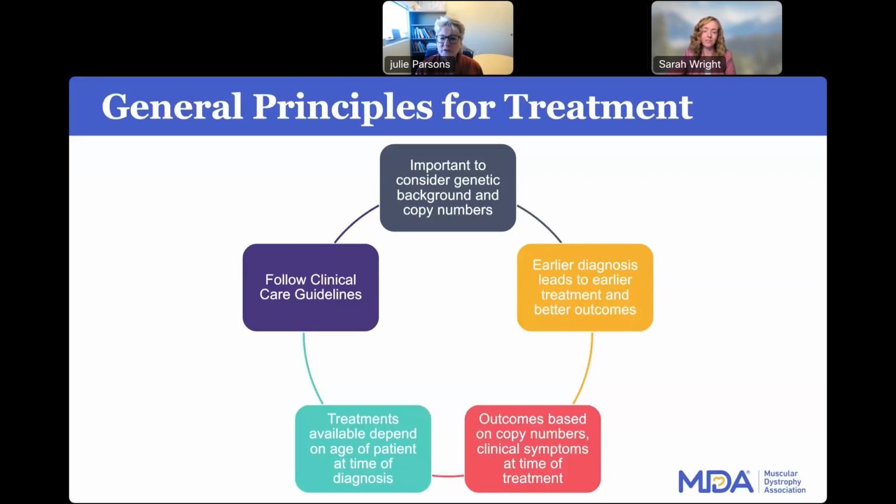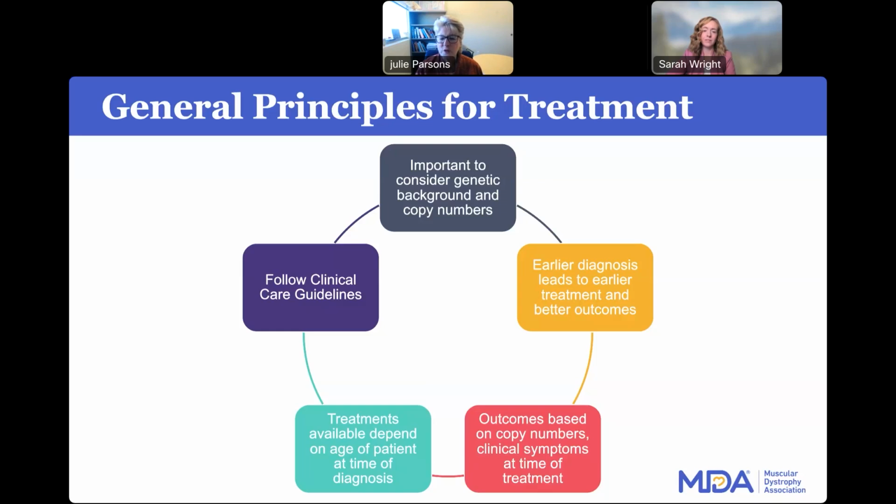So for general principles of treatment, I think it's really important to consider the genetic background and the copy numbers for patients. If we have a patient with 2 copy numbers of SMN2, that's an emergency in our mind. If a patient has 4 copy numbers, maybe we have a little bit more time to sit and contemplate treatment, although we would certainly advocate treating those patients as well. We would want to make certain that both primary care providers as well as the multidisciplinary clinic follow the clinical care guidelines and are aware of those.